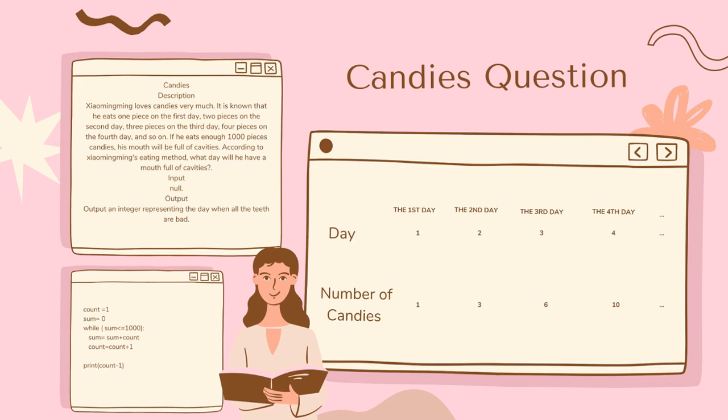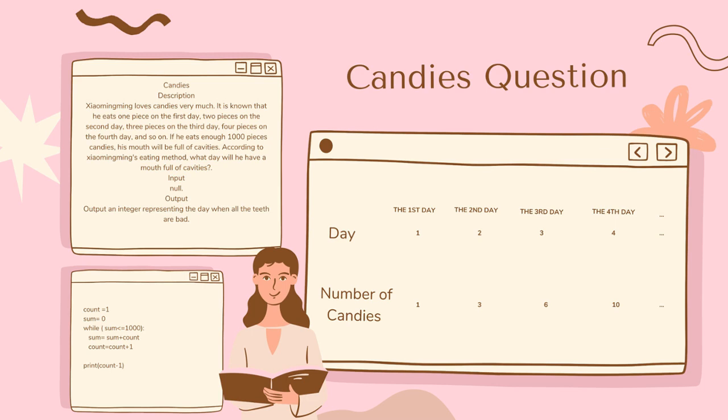For the code, first, the count, the number of days, is set to 1, and the sum, the number of candies eaten, is set to 0. While the sum is less than or equal to 1,000, the number of candies eaten where all the teeth will turn rotten, the sum will be updated each time by adding the sum plus count. This will increase the sum each time.